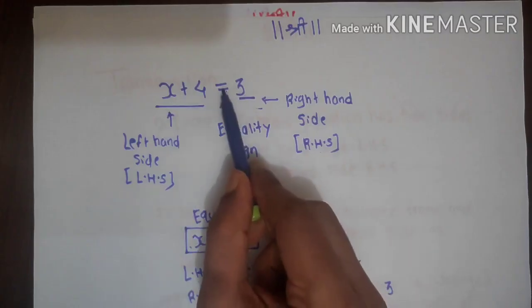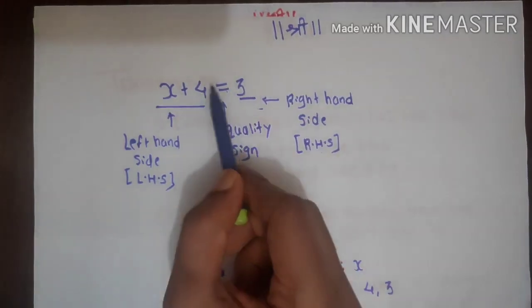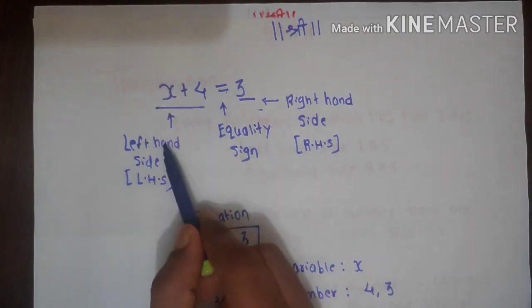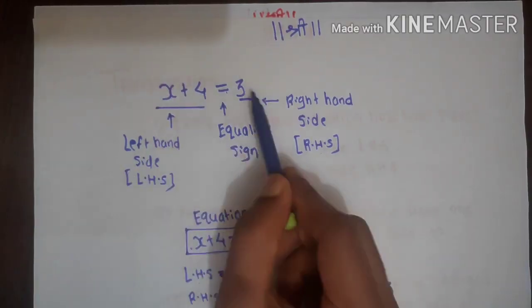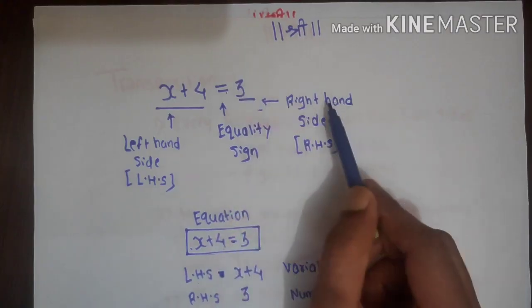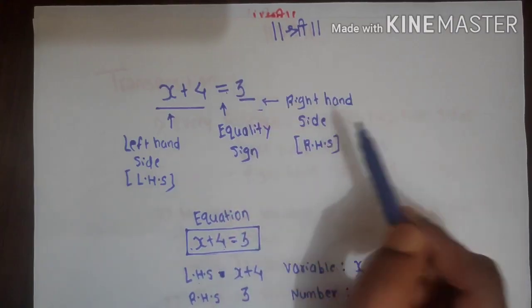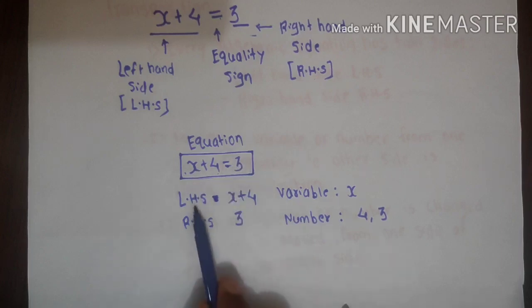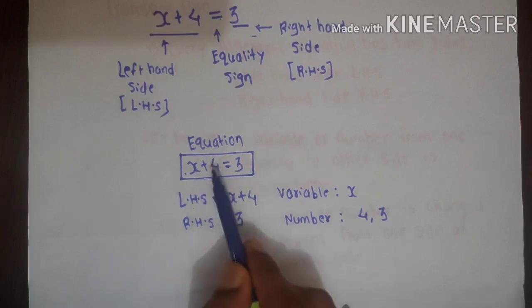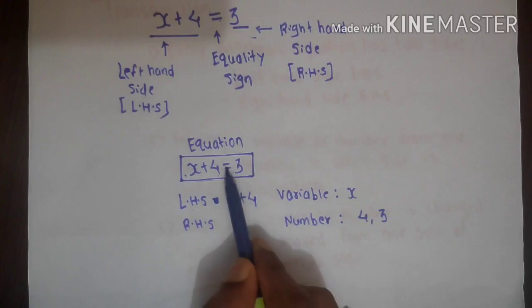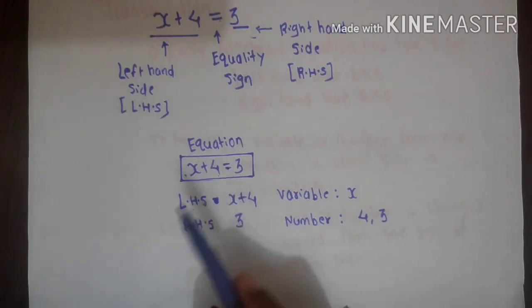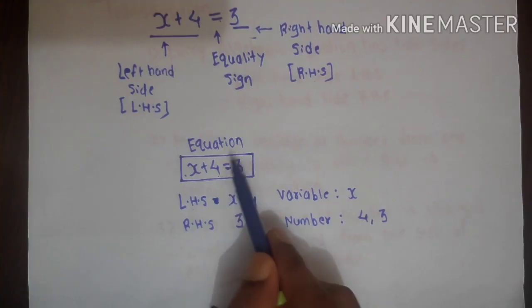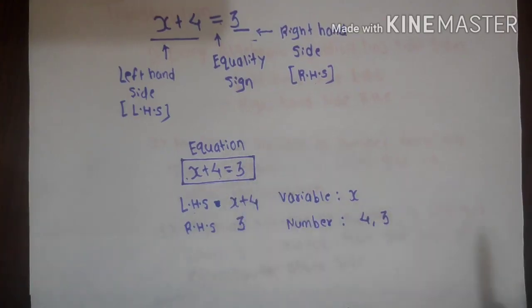In this equation, this is the equality sign and this is the left part of the equality sign, so it is called left hand side or LHS. This is the right part of the equality sign, so it is called right hand side or RHS. Now in this equation, LHS is x plus 4, since x plus 4 is on the left side of the equality sign. RHS is 3, since 3 is on the right side of the equality sign.